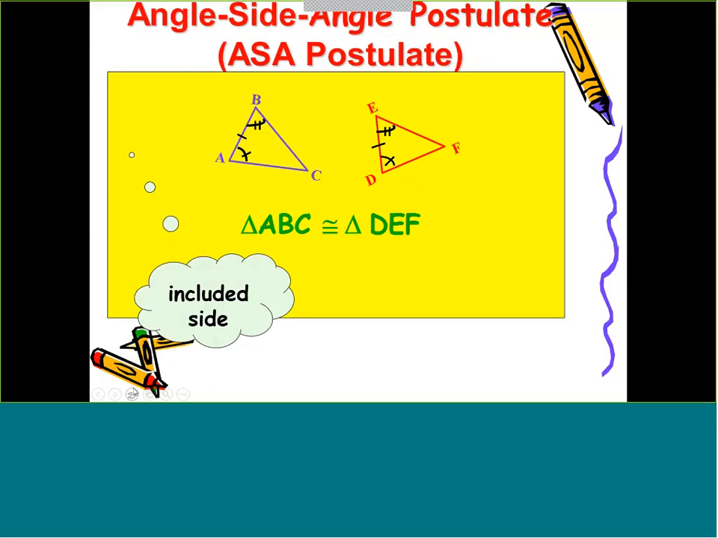So the included side, remember, if these are my angles, then it's the side that lands between them. So the included sides are congruent. Therefore, I can state that triangle ABC is congruent to triangle DEF. Make sure you state them in the correct order. A matches up with D, B matches up with E, so therefore C would match up with F. So make sure you state that in the correct order for your congruency statement.